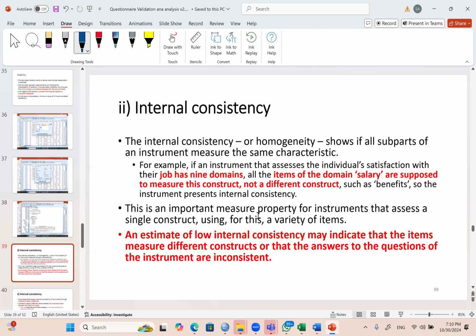This is an important measurement property for instruments that assess a single construct using a variety of items. So a variety of questions to measure the same domain or the same aspect of something. An estimate of low internal consistency may indicate that the items measure different constructs or that the answers to the questions of the instrument are inconsistent. So it may be about the question or about the people who are answering the question.